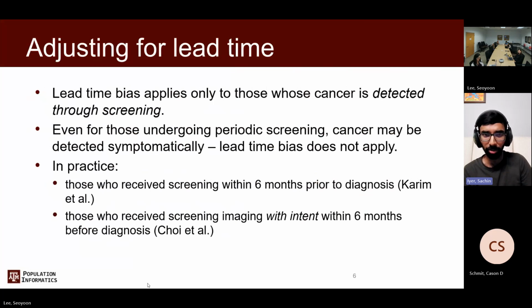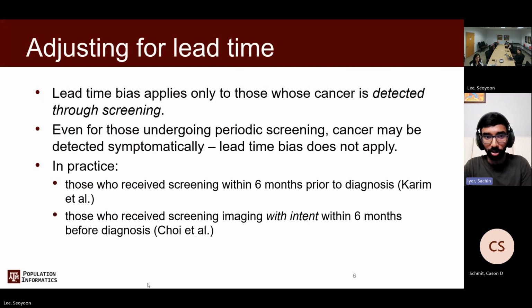So one of the landmark papers in adjusting for lead time is written by Duffy and collaborators, presenting the method that they have used. They have adjusted the lead time bias for the people with cancer for whom cancer was detected through screening.